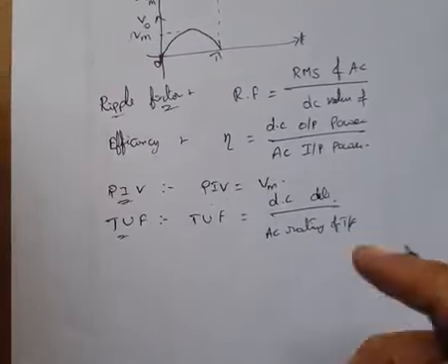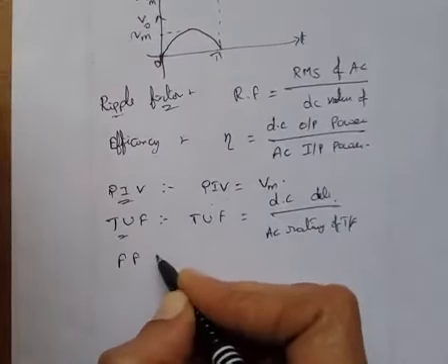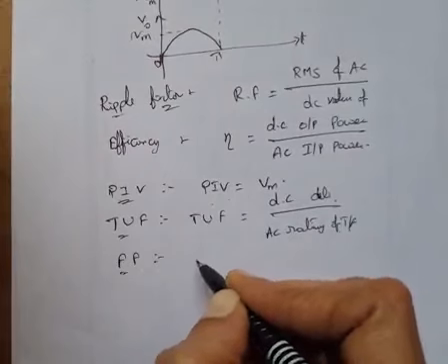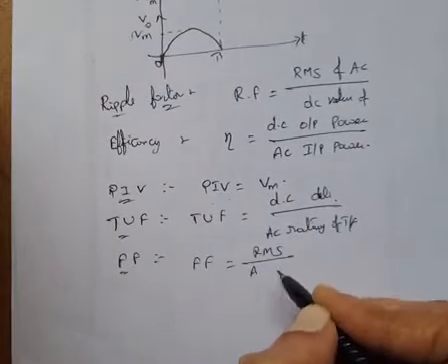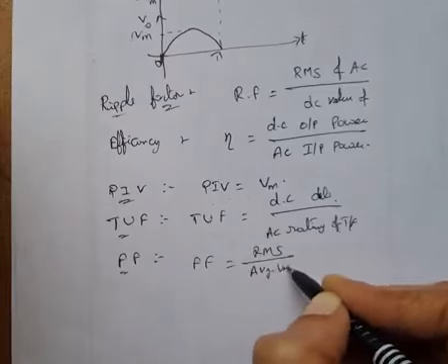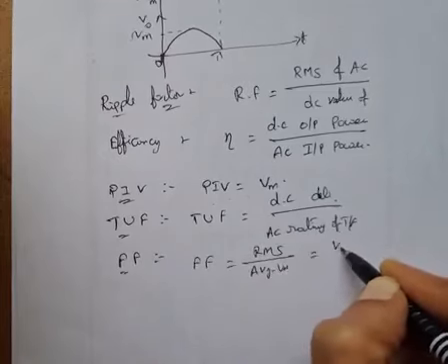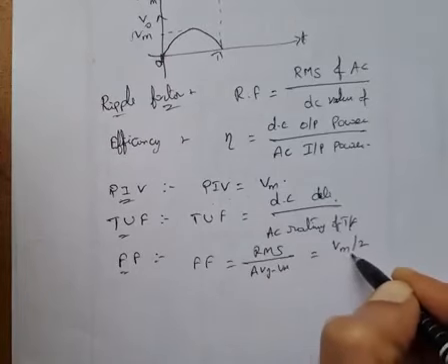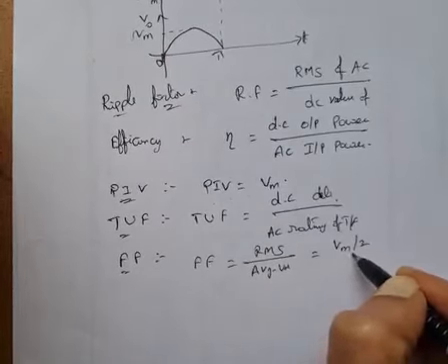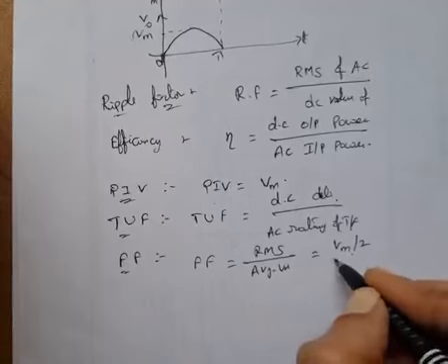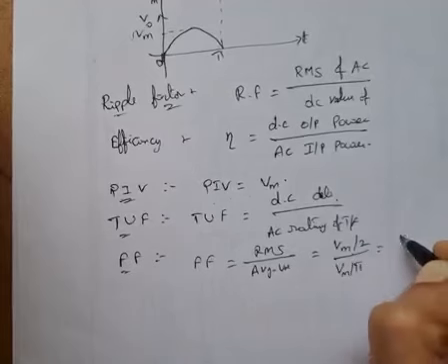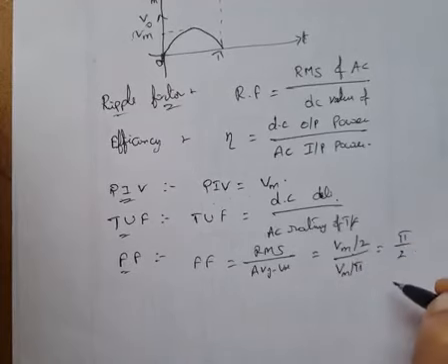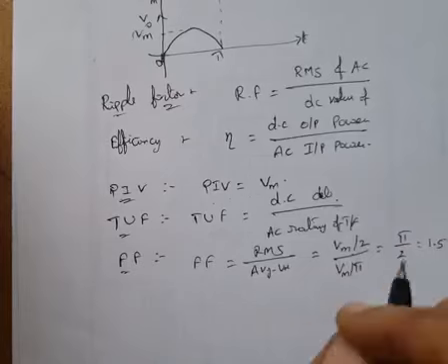And one more term we are using, form factor. Form factor is the RMS value divided by the average value of voltage. The RMS value for the half wave rectifier is Vm by 2. In the case of the full wave rectifier, it has maximum voltage Vm and average value Vm by pi. That means the form factor is pi by 2, which is about 1.57.